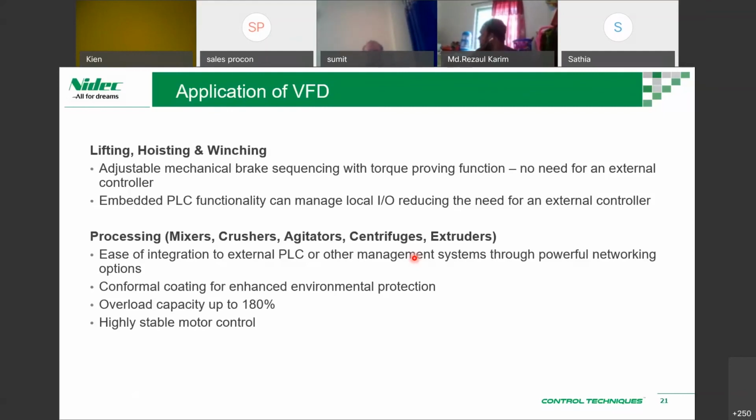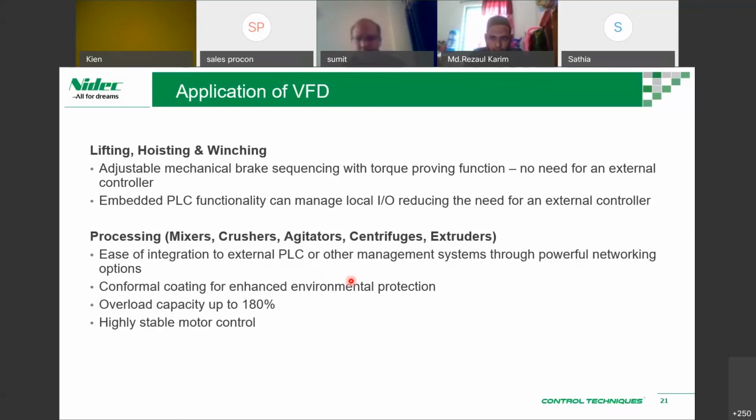Embedded PLC functionalities allow you to have features that you can control using the VFD instead of an external PLC. Processing, like mixers, crushers, agitators, you may choose to have a PLC. So typically they'll have a PLC. We have interfacing, so you may be looking at what kind of interface you need. You'll need conformal coating to make sure your drive is protected within the environment.